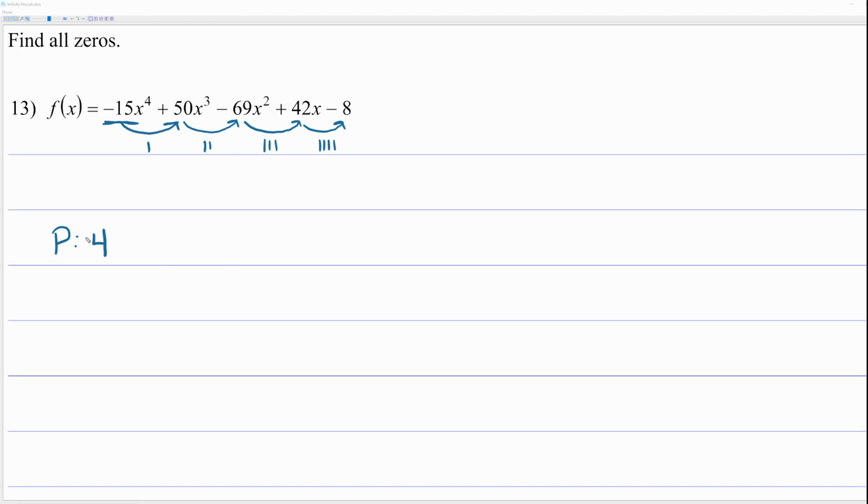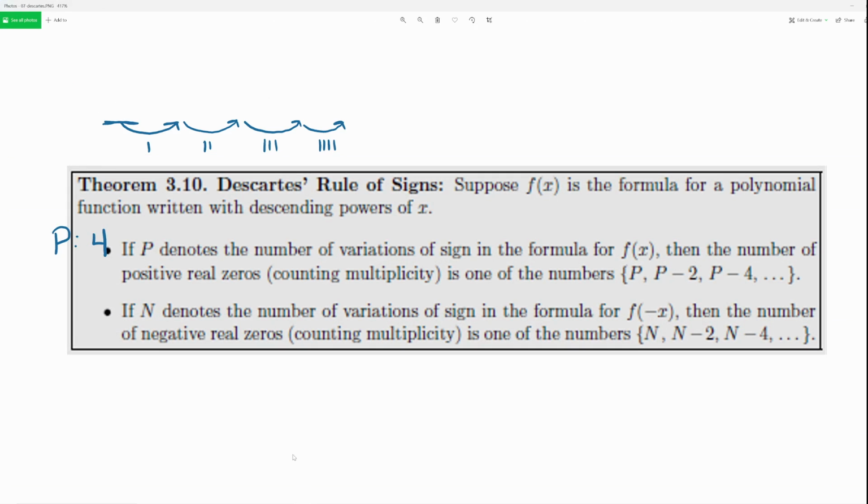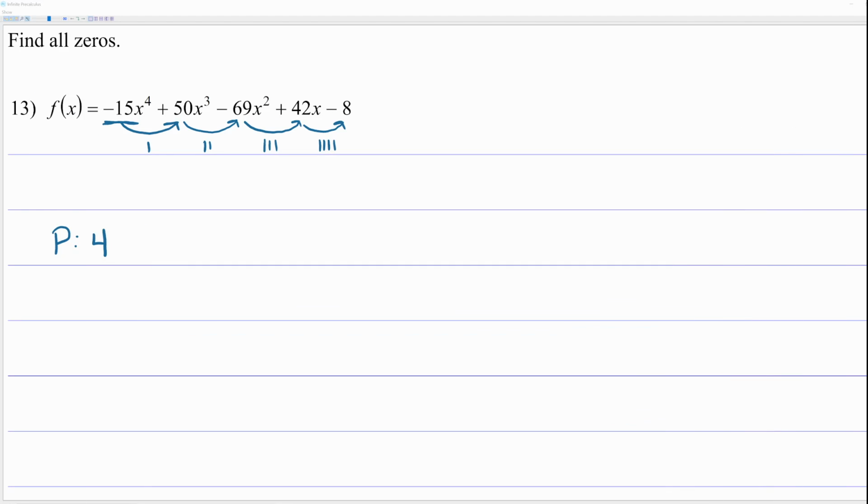However, Descartes tells us just a little bit more than that. So let's check the statement of the theorem. Now you can still see my work, but I don't want to erase it. So the number of positive real zeros is one of the numbers, capital P, that we just calculated was 4, and then you subtract 2, subtract 4, ... So what does that mean? Well, we start with 4. That's the number of sign variations we counted.